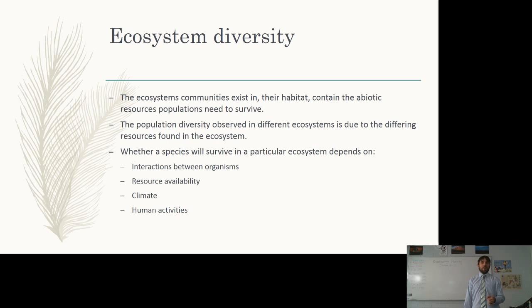Now, whether a species will survive in a particular ecosystem depends on 4 factors. Interactions between organisms, which I've mentioned a few times now, so that's our biotic resources. There's also resource availability, so our abiotic resources, this is your water, our space, all of those sorts of things. Sunlight, temperature, brings us to climate, so floods and rain, dry, arid environments, that's going to affect things. And then lastly, our human activities. And this is a really critical thing.